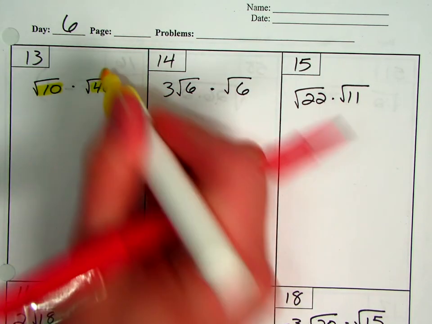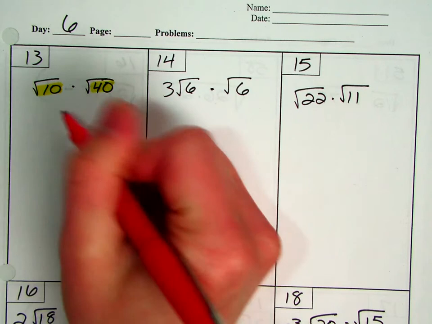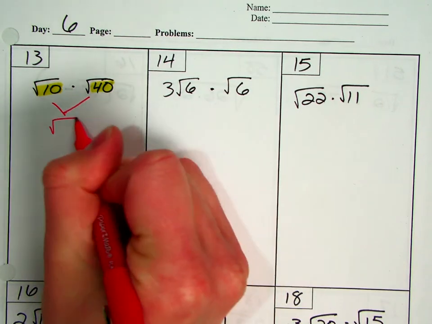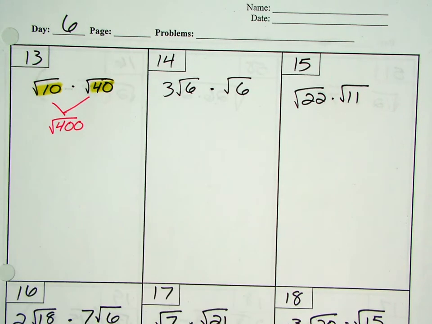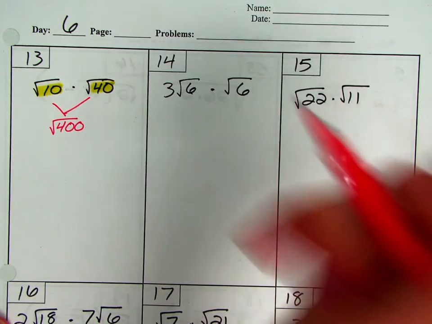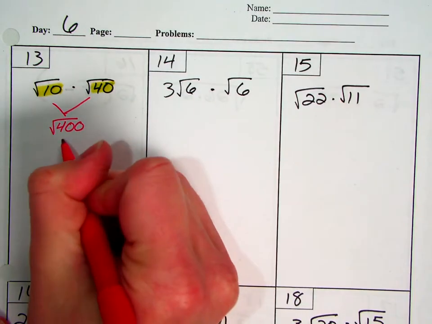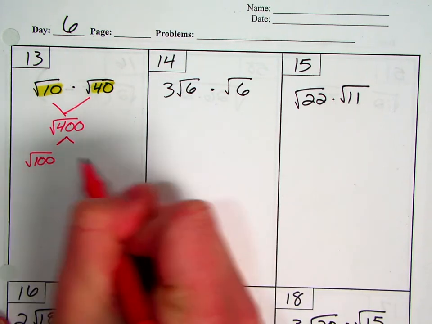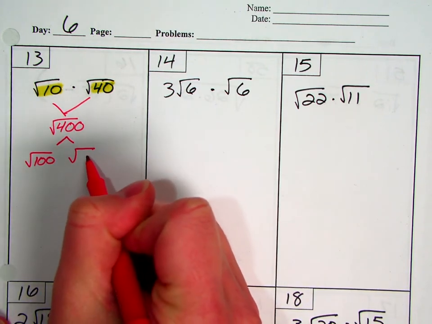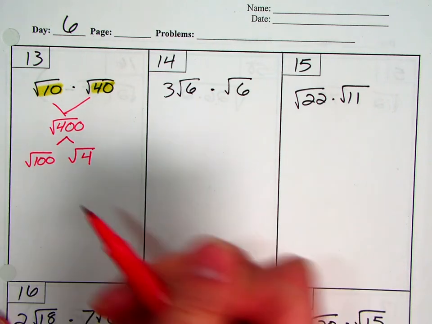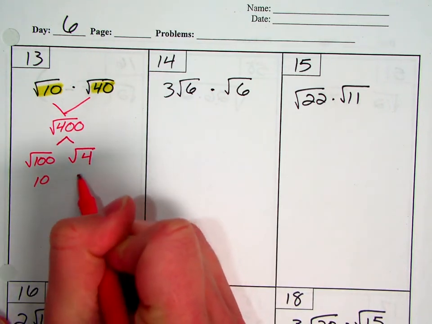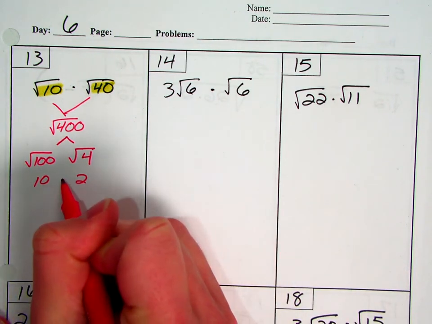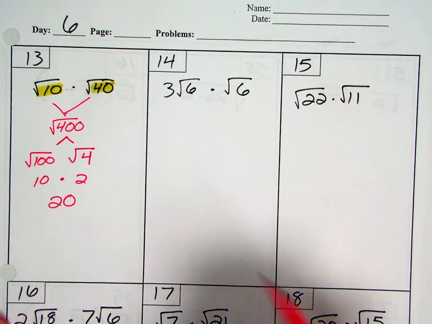All right, so if I'm looking at number 13, since both of these numbers are inside the radical, I can just go ahead and multiply them right from the get-go. So 10 times 40 gives me the square root of 400. Then I need to reference my list of perfect squares, which I should have made, right? At the top, you should have made your list of perfect squares. And the largest perfect square that goes into 400 is 100. It goes into it 4 times. And the square root of 100 is 10. The square root of 4 is 2. So when we multiply them together, we get 20.